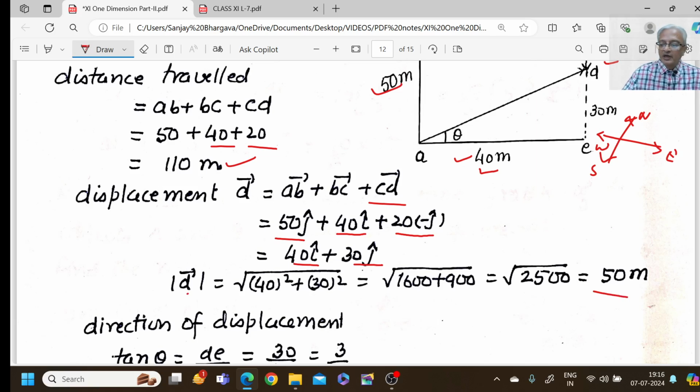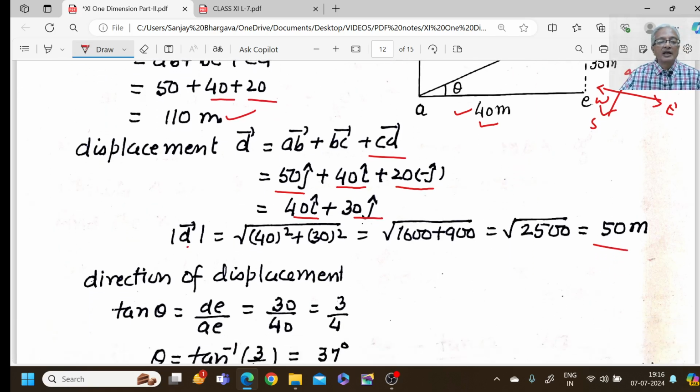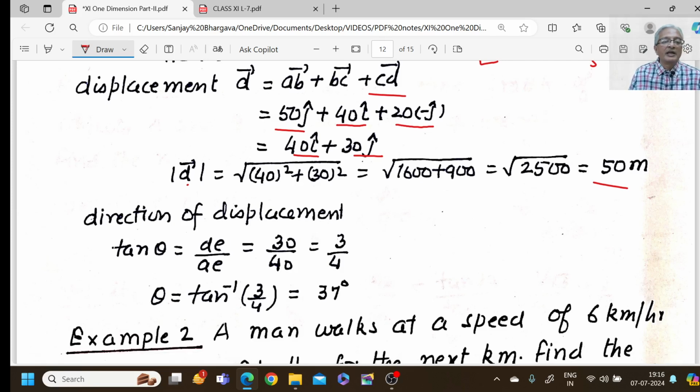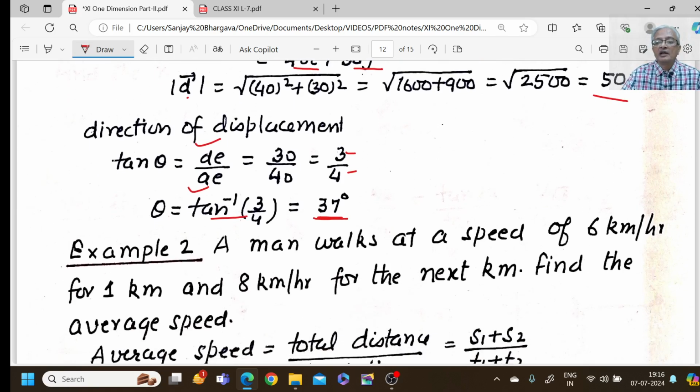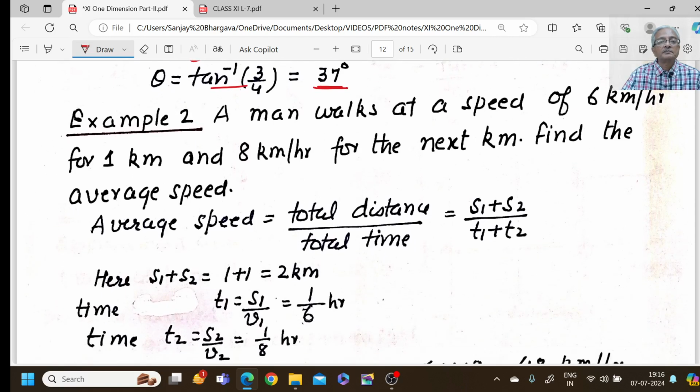If I need to calculate the direction of the displacement, it would be calculated by tan theta, which from the figure is DE upon AE, which is 3/4. And tan inverse 3/4 would be 37 degrees. So we have the magnitude of the displacement as 50 meter and the direction 37 degrees with respect to the horizontal.